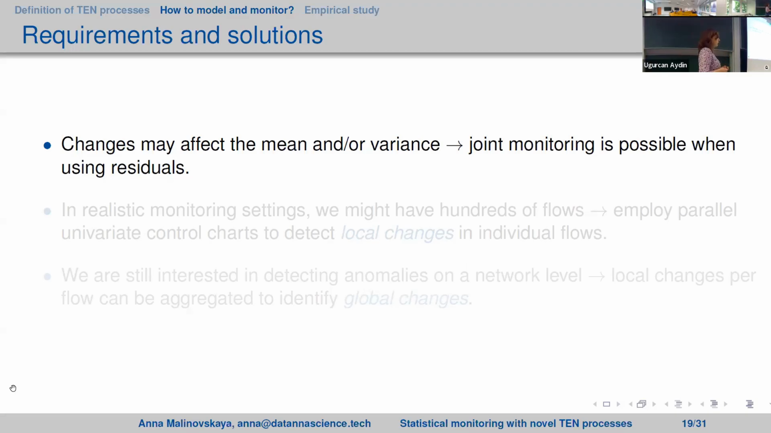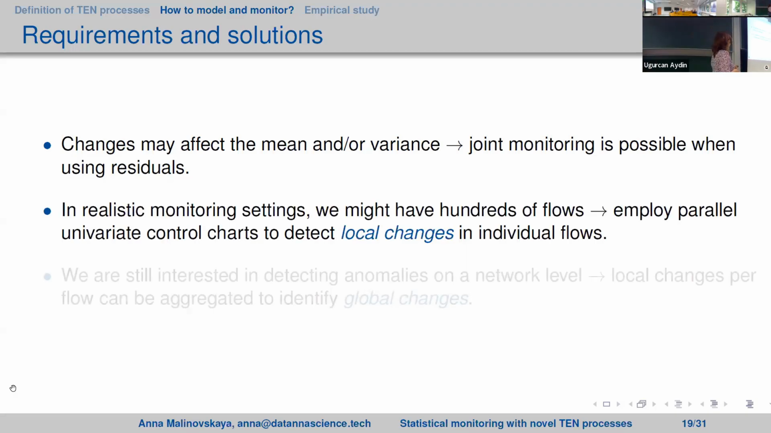And for that, the squared deviance residuals are very suitable, and we will see it in a second. Also, in realistic models or monitoring settings, we actually have hundreds of flows. It's not just these little networks I'm showing, with 5-10 flows. And here control charts might start having problems, because usually you don't expect more than 10-12 variables in multivariate control charts.